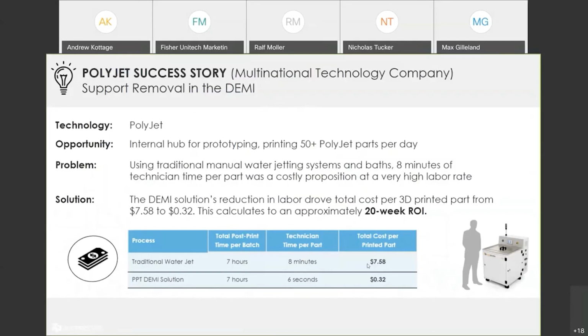So in that particular instance, they saw a 20-week ROI. So very powerful. So that's why we like laying out the numbers and truly understanding your process, because there might be some things that are easy to overlook, but once you uncover them, there might be a big opportunity there.